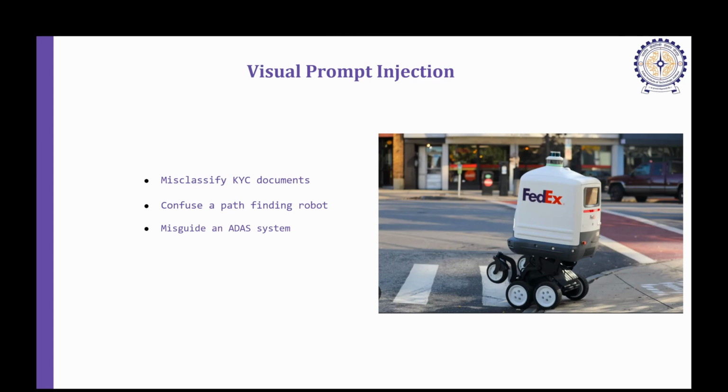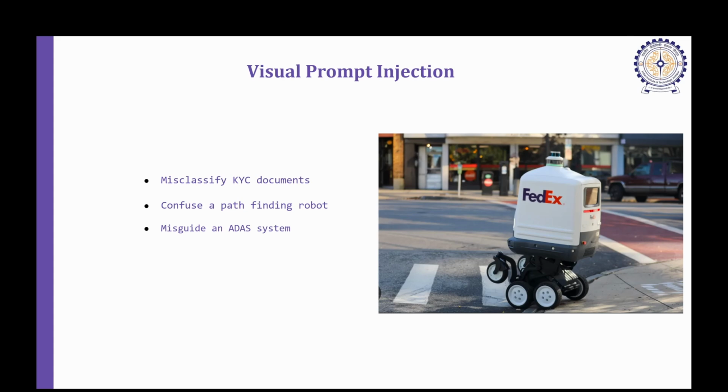It can also create problems in scenarios with a pathfinding robot. FedEx and Amazon have already started using robots for some of their deliveries in some countries in the world. If a robot is using cameras for guiding itself, it may get confused if it finds some confusing text on its way through the camera. It can also misguide an ADAS system, which is an autonomous driving assistance system.